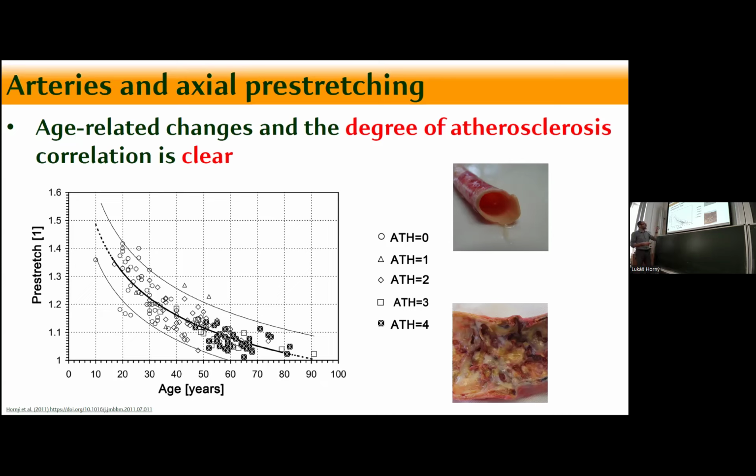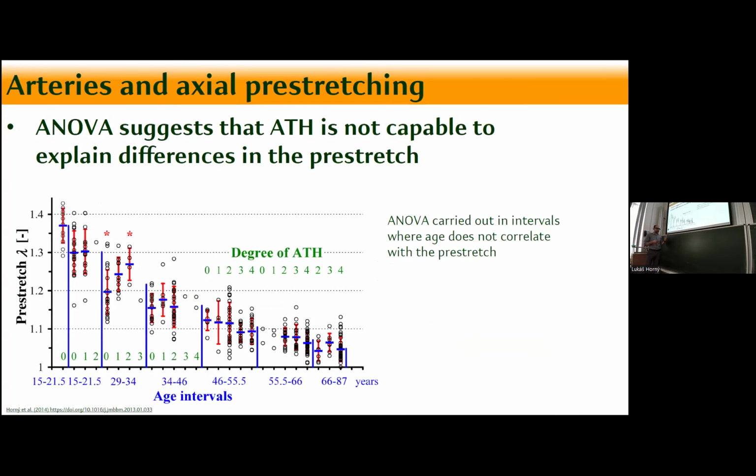What I want to say is that this is just a masked correlation with age. Likely, atherosclerosis is not the most important factor which would explain why axial prestretch decreases. This is the way we will find what is responsible in our body for bearing the prestretch. So this is the age-adjusted analysis of the previous picture. Let's concentrate on the age interval from 34 to 46.